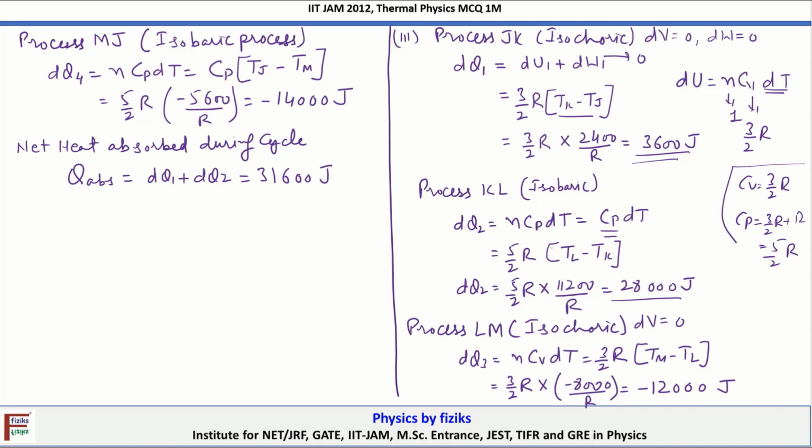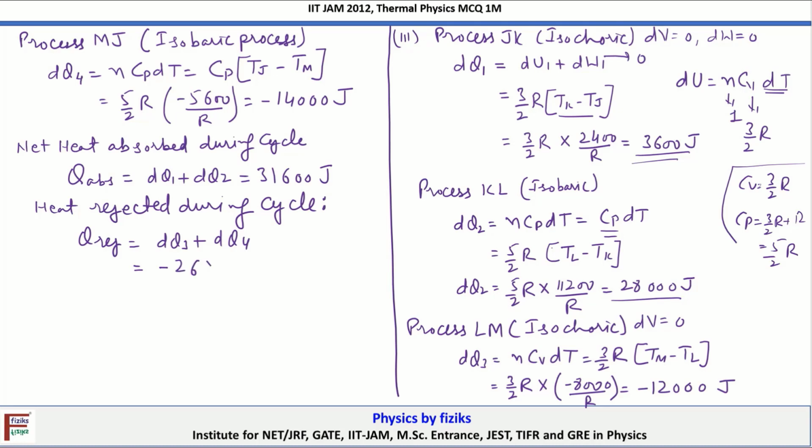Now what is the heat rejected? Heat rejected during the cycle is Q rejected, and that is equal to dQ3 plus dQ4, because these are negative. If you plug in these values, we will obtain 26,000 joule.